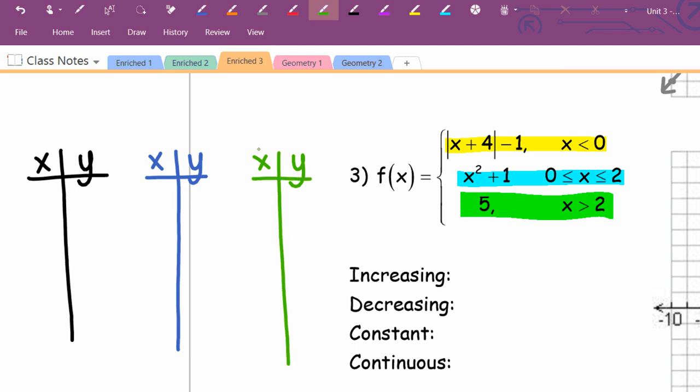So, what values will I be plugging into the yellow function? Tell me what that table is going to look like just on the left. Deborah, what values would you want to start with if you're using the yellow one? 0. And what else? Close. X has to be less than 0. Yeah, we can, and you can keep going.